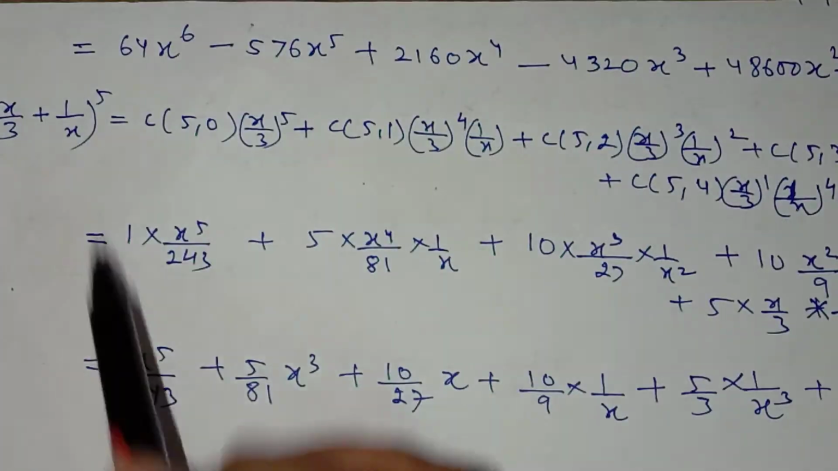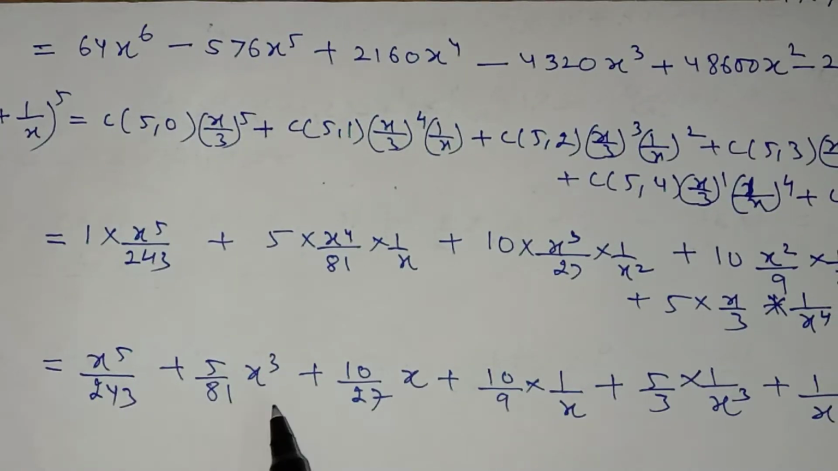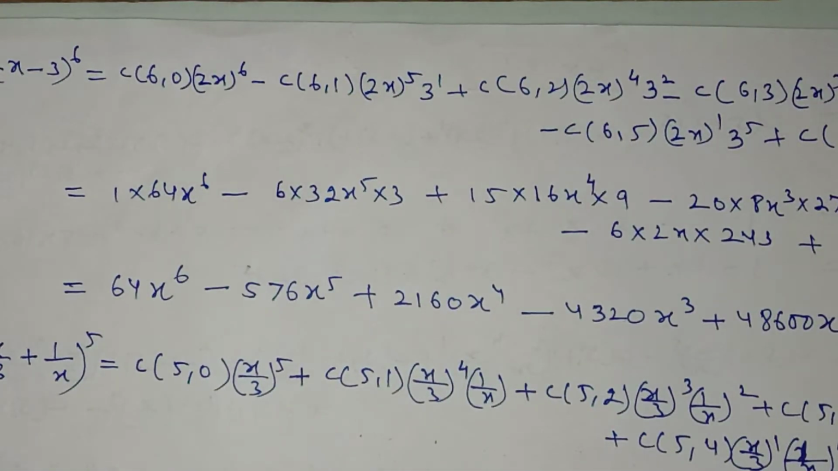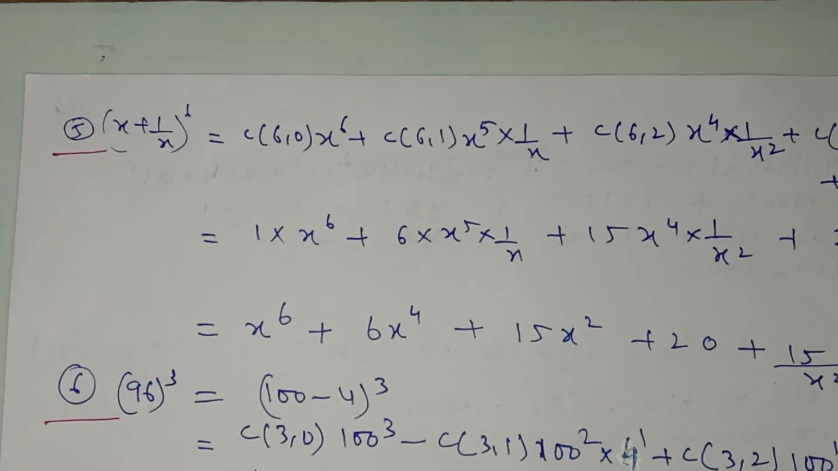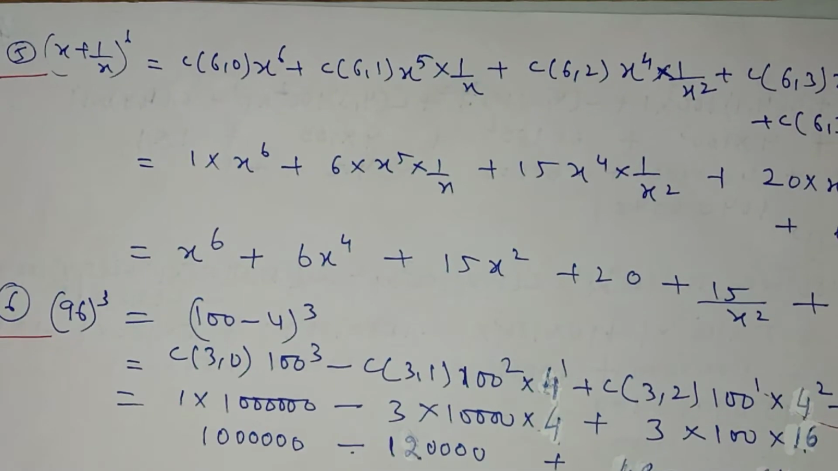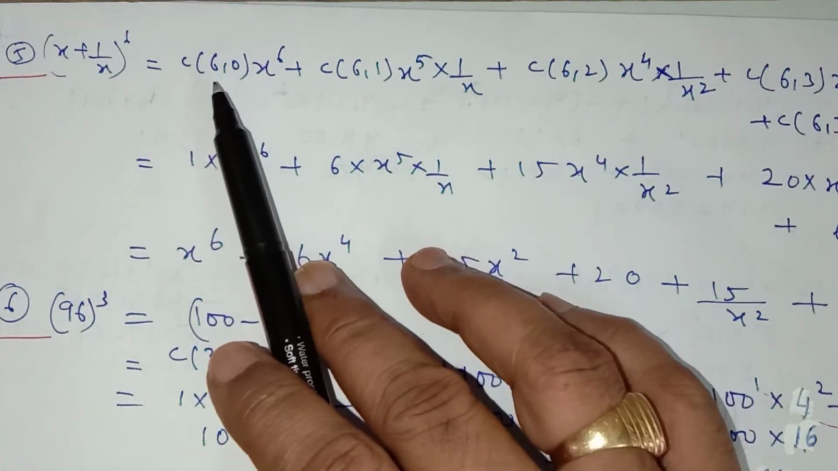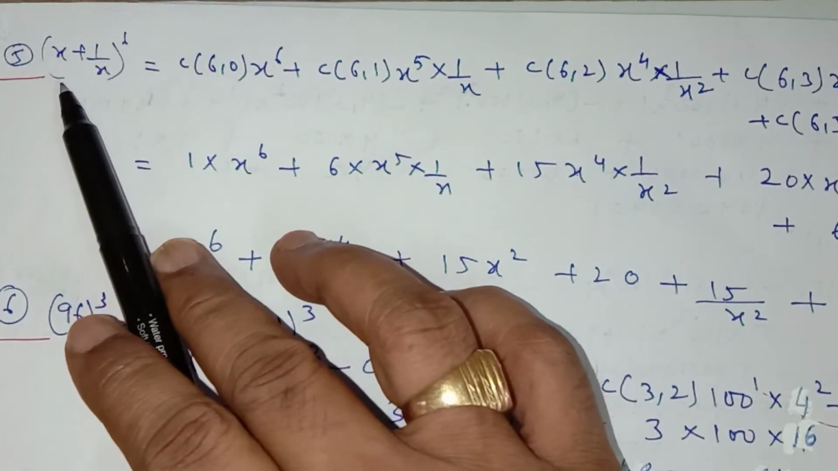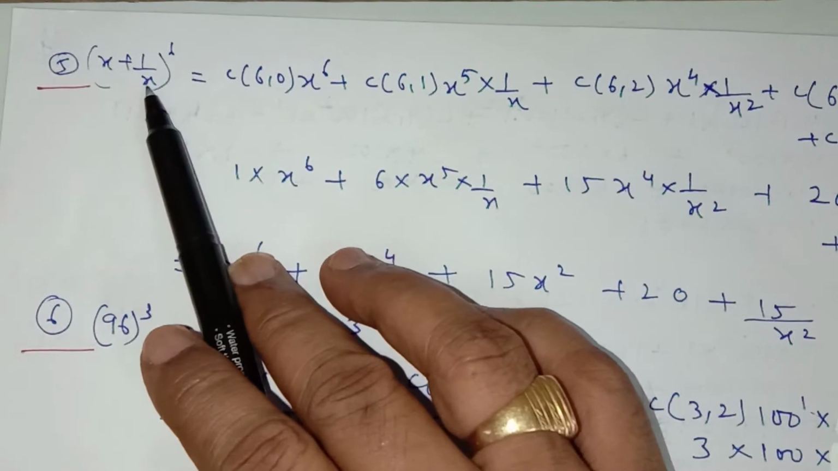You'll get how many terms? 6 terms, because we have the power 5: 1, 2, 3, 4, 5, 6, like this. So this is the simple expansion from question number 1 to 5. That is again, in question number 5 we have x plus 1 upon x raised to power 6. So you'll get how many terms? 7 terms, and the value of n is 6. A is x, b is 1 upon x.